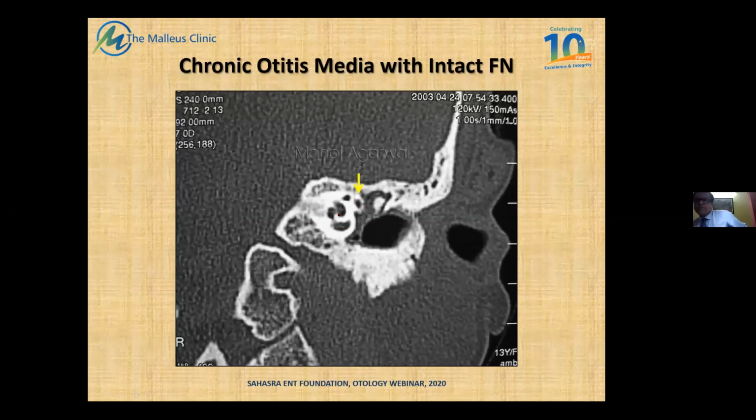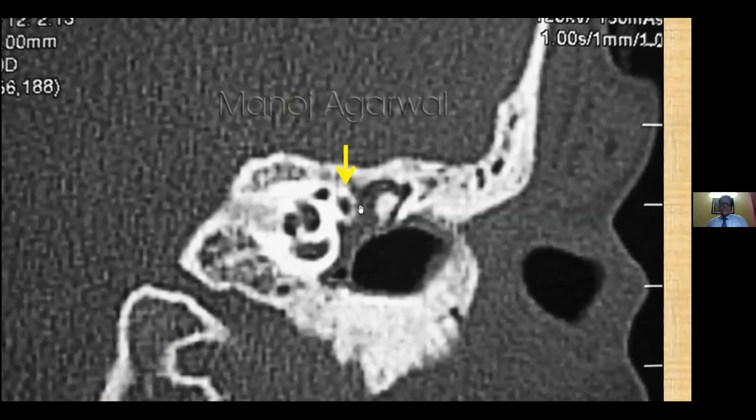But the idea of this particular slice is not to show you the snake eye appearance. The idea is to show you that there is a pathology in the tympanic cavity in the attic, which still has not eroded or caused dehiscence of the facial nerve. So let's magnify. Okay, you can see the thin plate of bone still intact over the lateral aspect of the tympanic segment of the facial nerve. There is this isointense shadow.